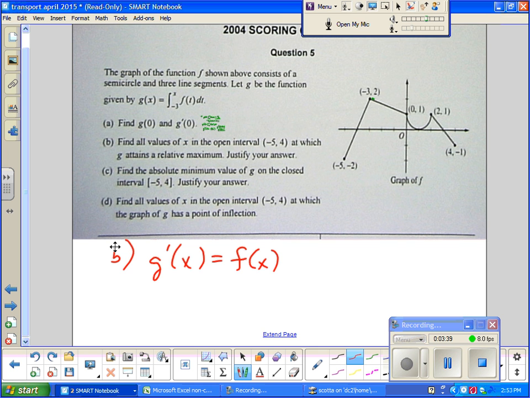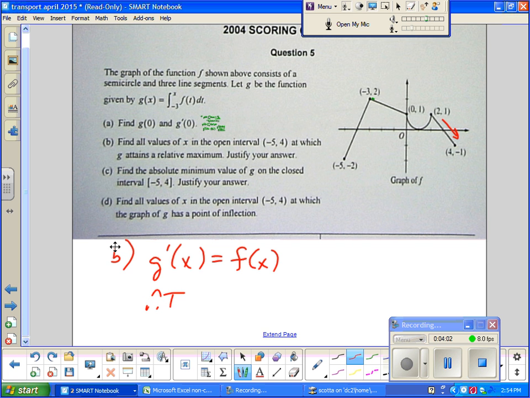From letter A. So, where does it go positive to negative? I think it only goes positive to negative at one spot, guys. Right there. Here it goes negative to positive. That's not the right spot. Here it goes positive to positive, which is not a max. So the only max occurs here at x equals 3.